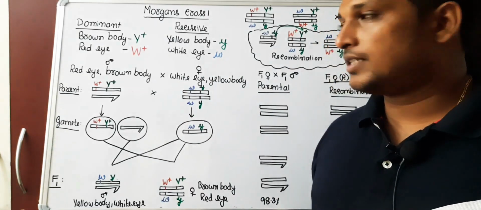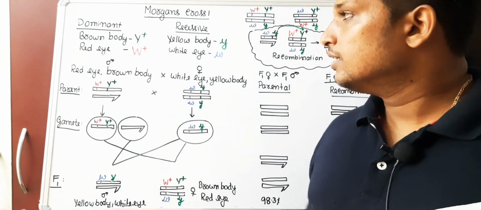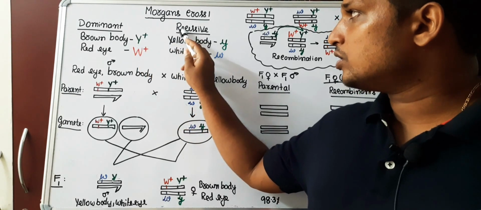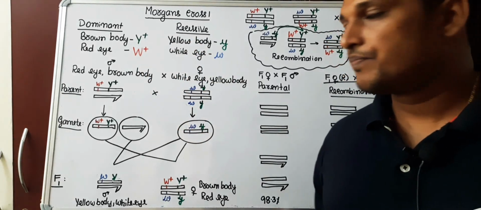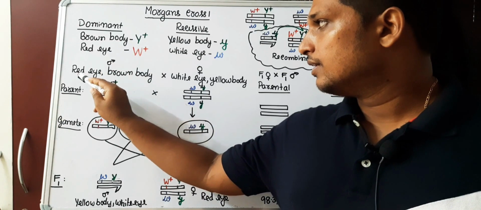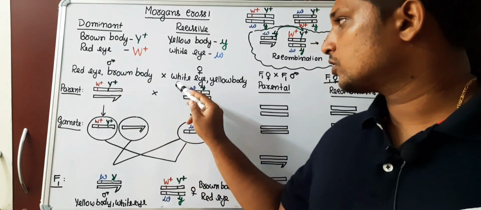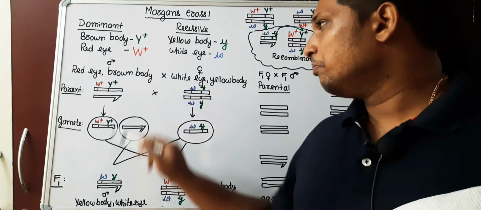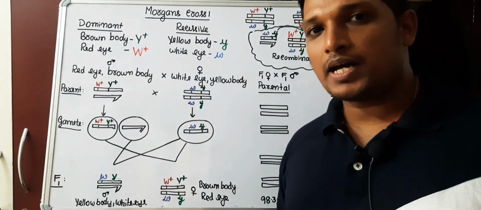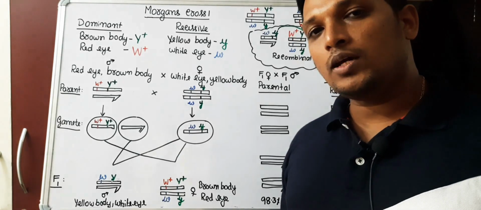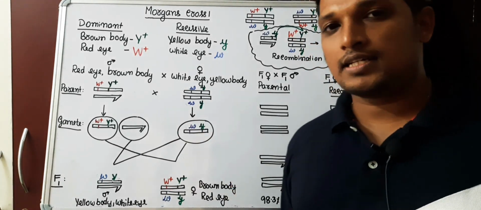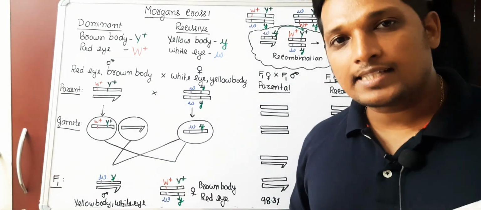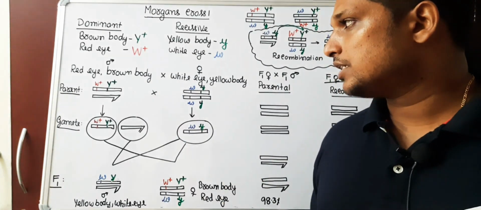Now in his laboratory, he took a dominant male and crossed it with a recessive female. It is shown here: a male red-eyed, brown-bodied Drosophila was crossed with a female white-eyed, yellow-bodied Drosophila. Males are characterized by the presence of X and Y chromosomes. Females are characterized by 2 X chromosomes, because Drosophila show XX, XY type of sex determination.